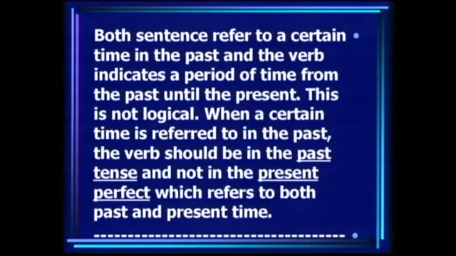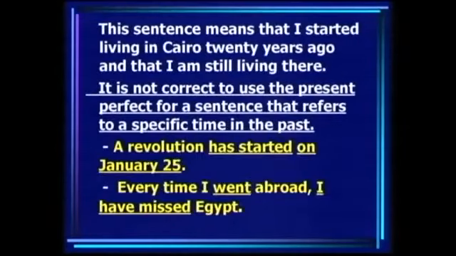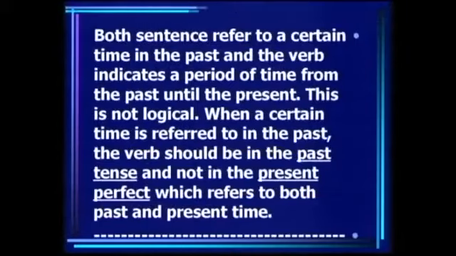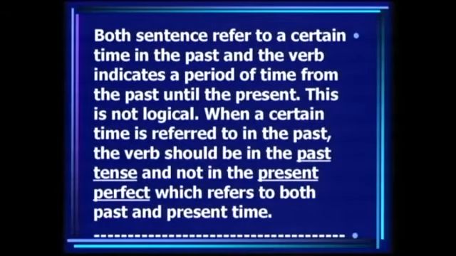طيب both sentences refer to a certain time in the past اللي هو every time I went abroad، والتانية كانت ايه افكركم؟ on January the 25th. And the verb indicates a period of time from the past until the present. ده الفعل اللي مستعمل عندي اللي هو present perfect. This is not logical. When a certain time is referred to in the past, إذا حددت وقت معين في الماضي, the verb should be in the past tense and not in the present perfect, which refers to both past and present time.